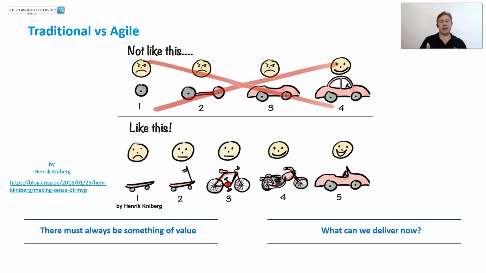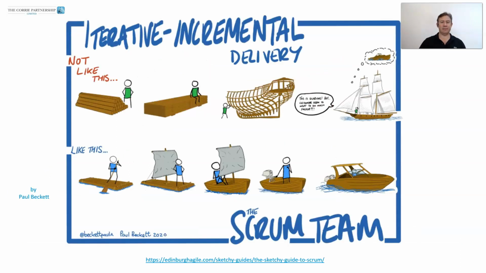And as you can see there, we move through the different iterations until we get to the desired outcome. It may well be that the bicycle or the motorbike is perfectly appropriate in this analogy to the customer and that they are happy with that. But the point is, there must always be something of value at the end of every iteration, and we should be focused on what it is that we can deliver right now.